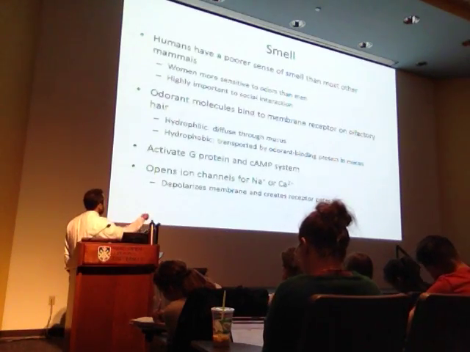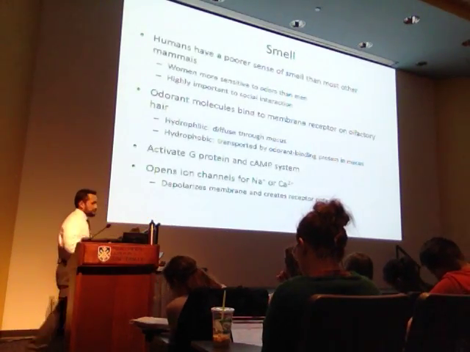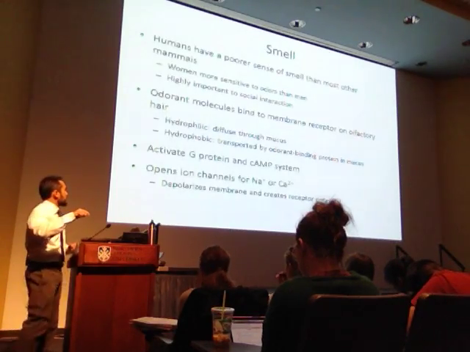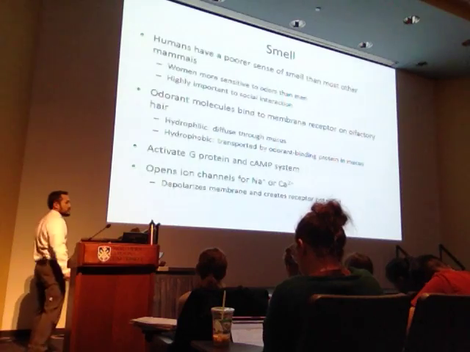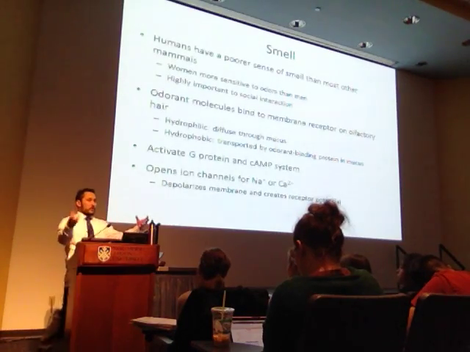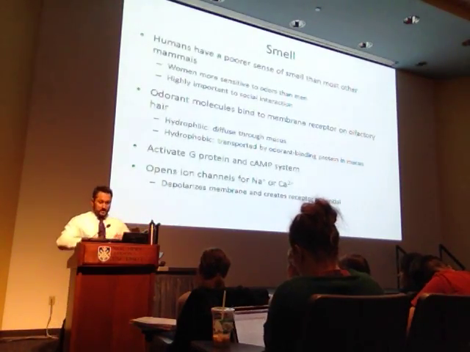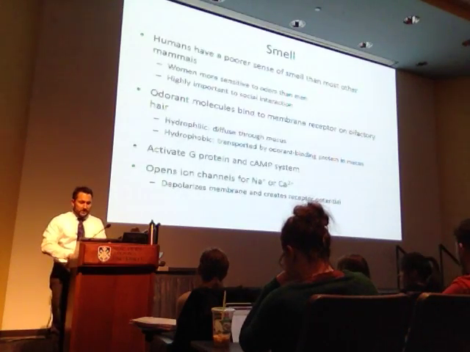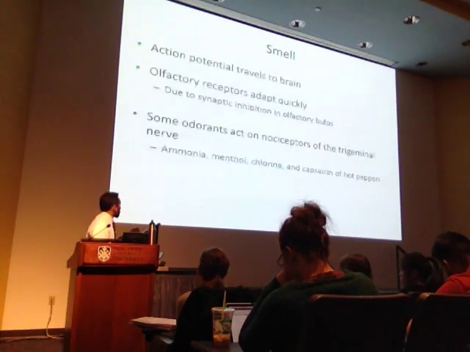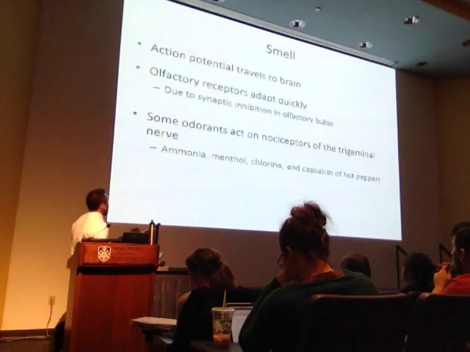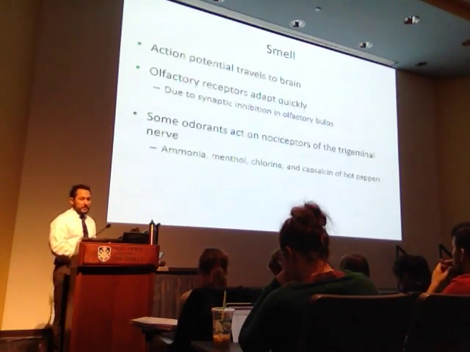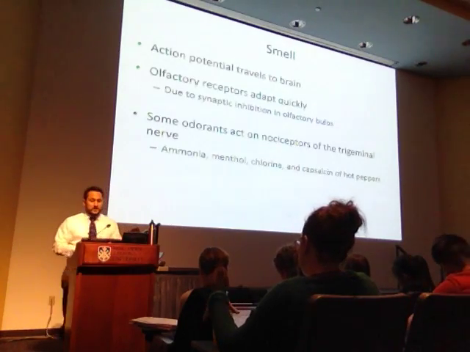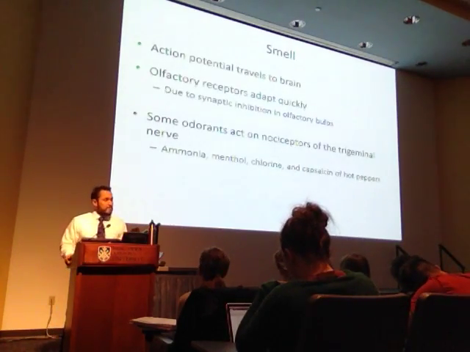And what happens is channels for either sodium or in some cases calcium, depending upon the odorant molecule, is going to cause the depolarization of the membrane. The channels open and sodium rushes in, just like what we saw before in our previous lectures. And then that action potential travels directly to the brain. The olfactory receptors adapt very quickly. We call this process synaptic inhibition.